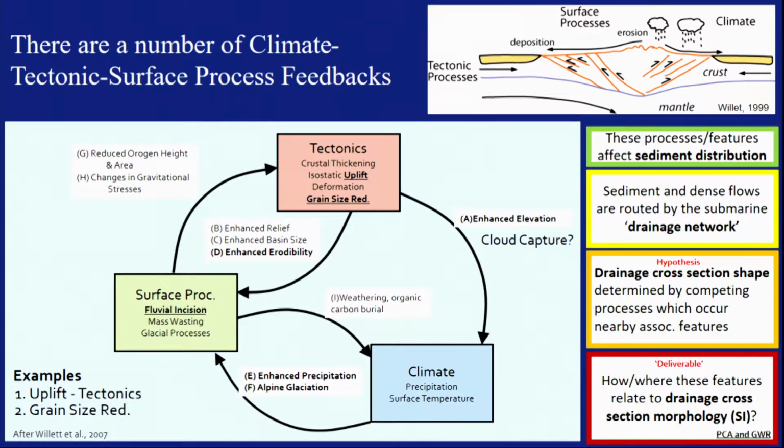So there's a number of climate and tectonic and surface process feedbacks that exist. I'm going to talk about a couple of examples here. The first example is an interaction with tectonics. So with enough uplift, we can reach a point where we achieve cloud capture. And once we achieve cloud capture, that gives us sort of an enhanced climate. And what we see then is enhanced precipitation. This might lead us to affect the fluvial incision processes as well.